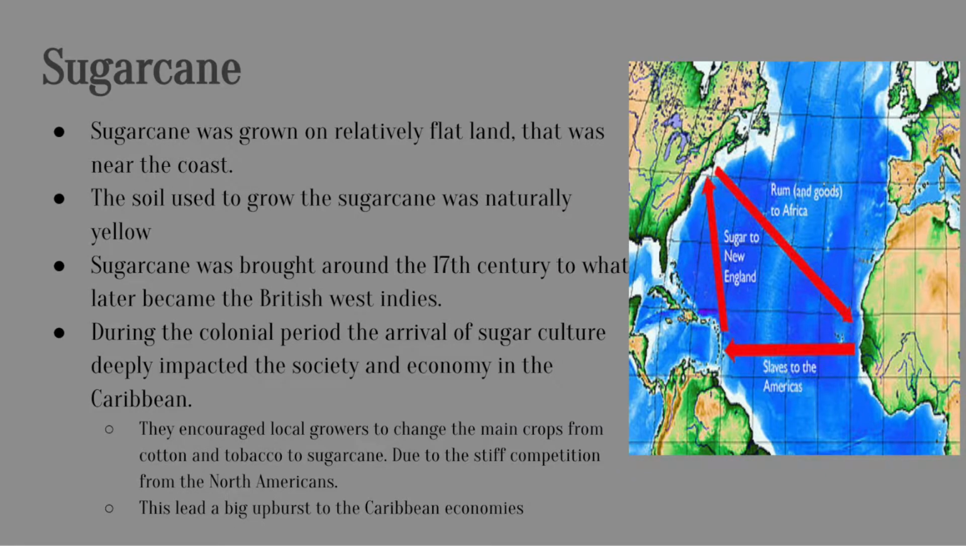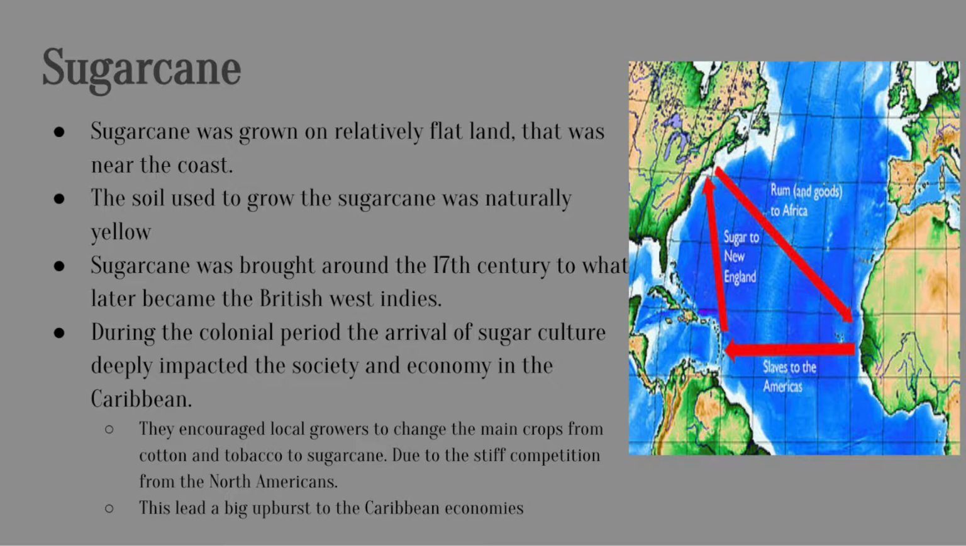Sugarcane was grown relatively on flat land that was near the coast. The soil used to grow the sugarcane was naturally yellow. The sugarcane was brought around the 17th century to what later became the British West Indies.